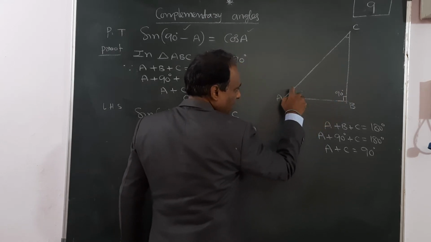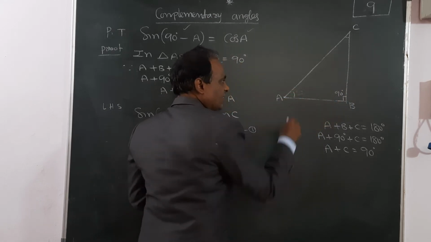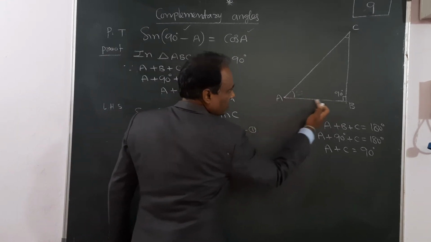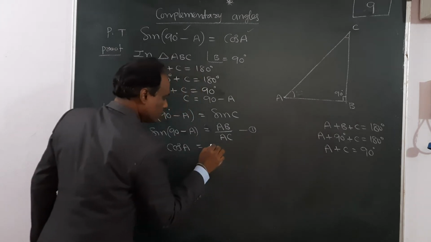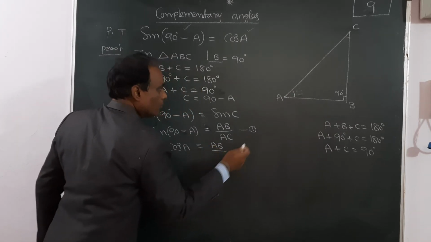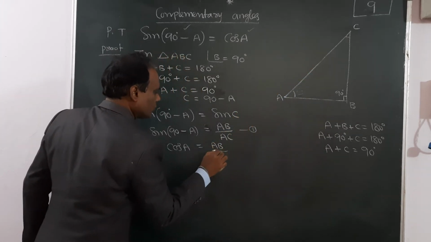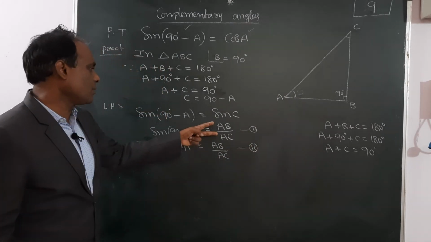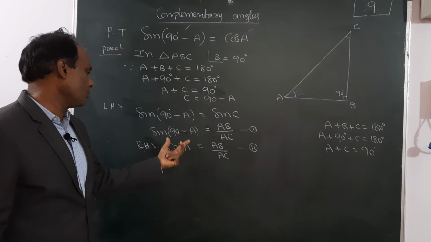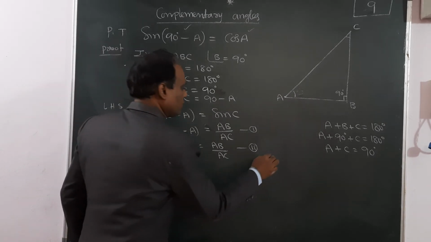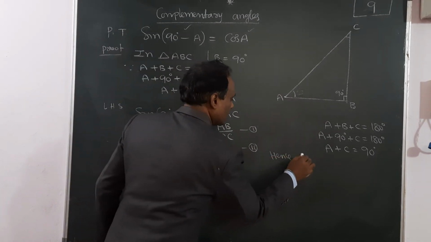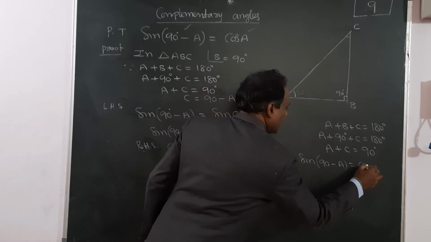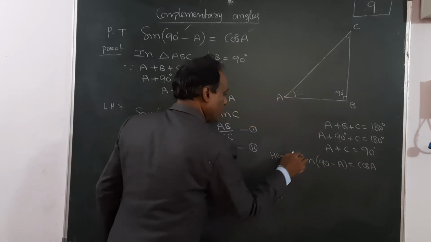The side adjacent to angle A is called adjacent side. So what is adjacent side? AB. By hypotenuse is same, no change. AC. What is the conclusion? This is AB by AC, this is AB by AC. So both are equal. Hence, sin 90 minus A is equal to cos A. Proof. This is an important formula.